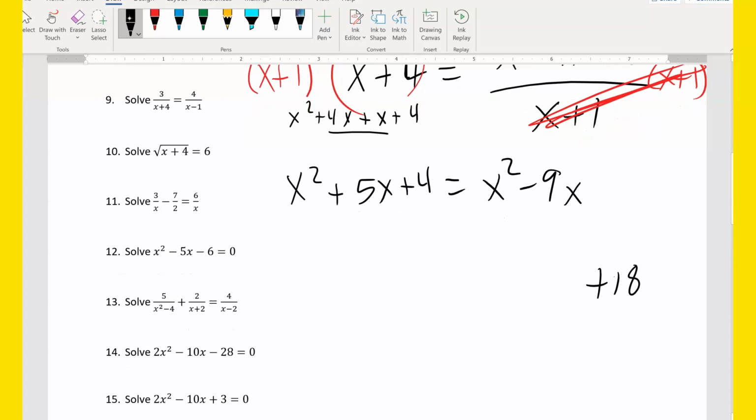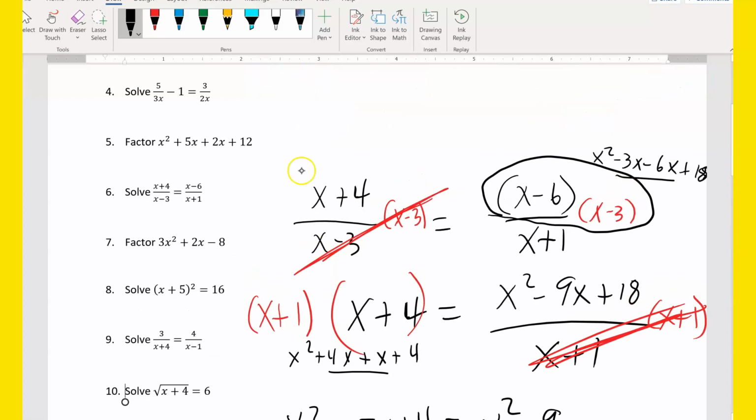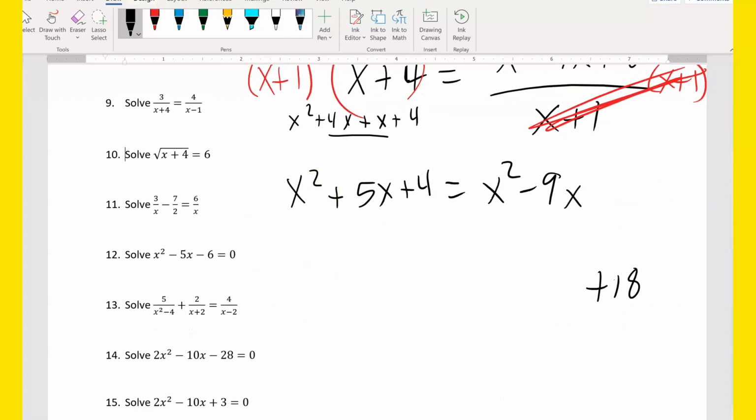Now it's just a matter of what happened there. It's not what I wanted to happen. Okay, let's just write it over again. Plus 18.